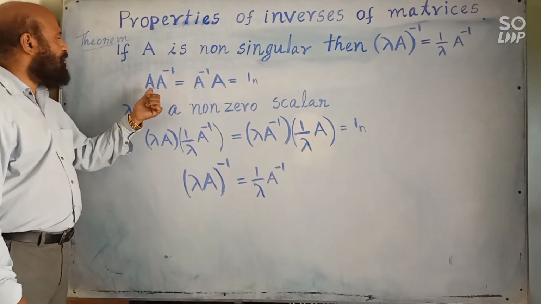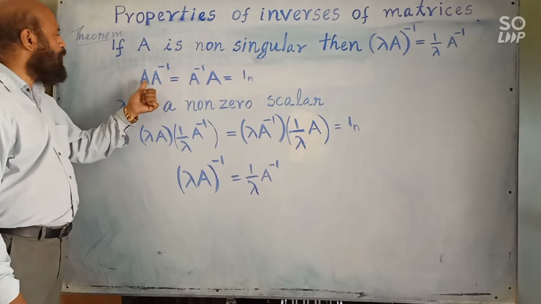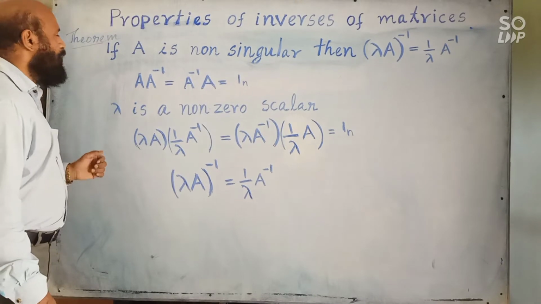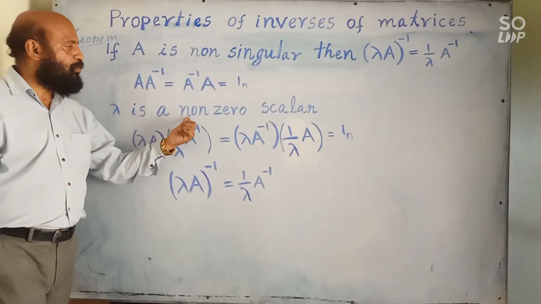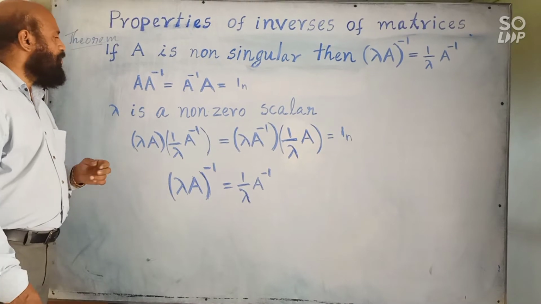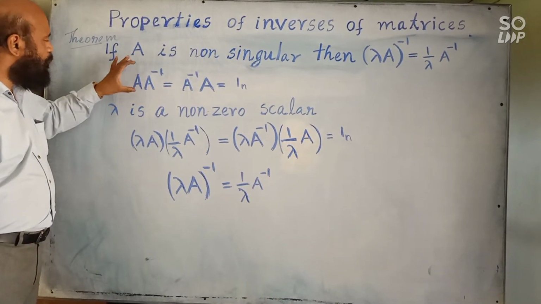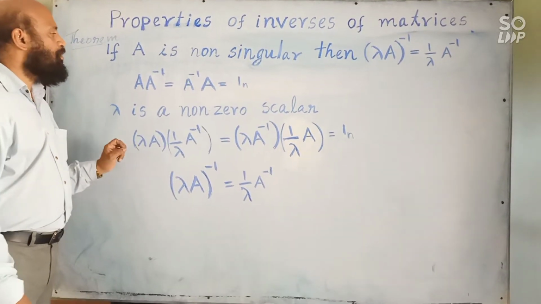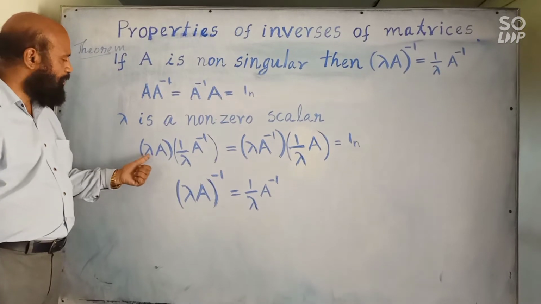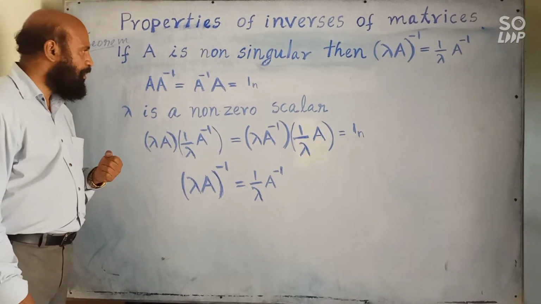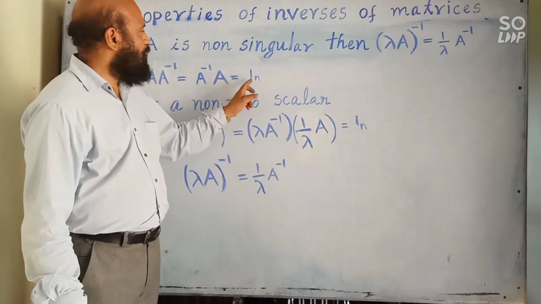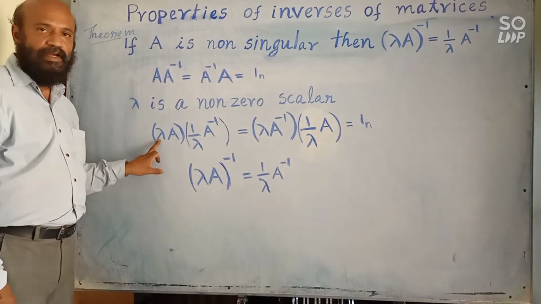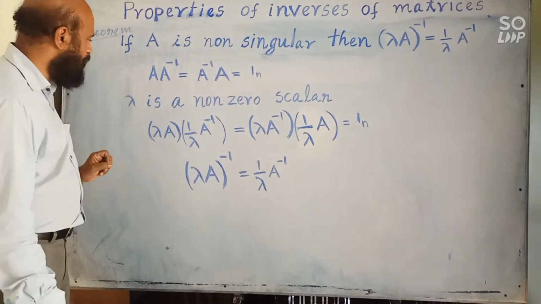By definition, we can write like this. A multiplied by its inverse will be equal to the identity matrix. Now, lambda is a non-zero scalar. From this expression, we can write like this. Multiply by lambda, divide by lambda. So there is no change in the expression. Multiplied and divided by the same number, lambda. These two terms, you multiply by lambda and divide by lambda. So there is no change.